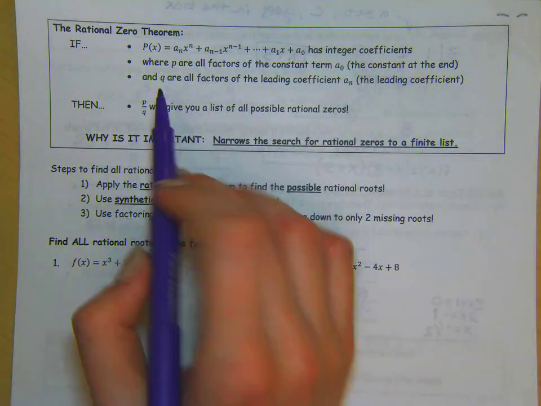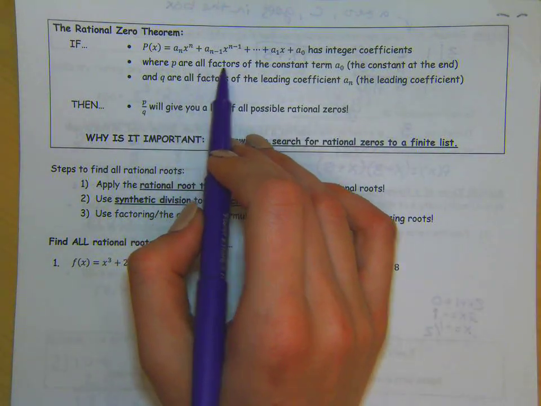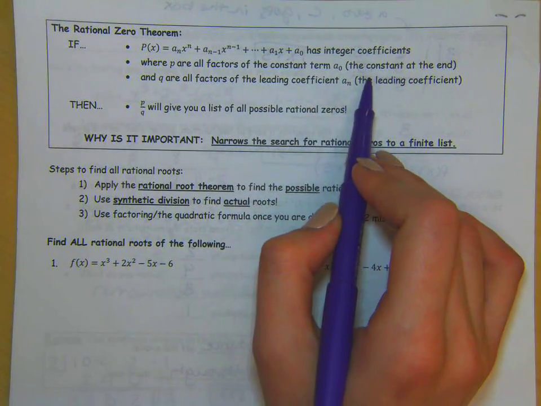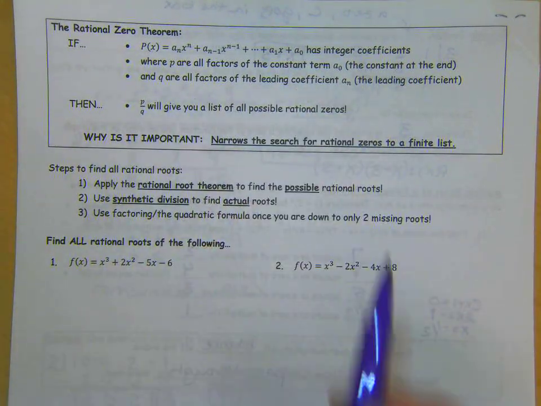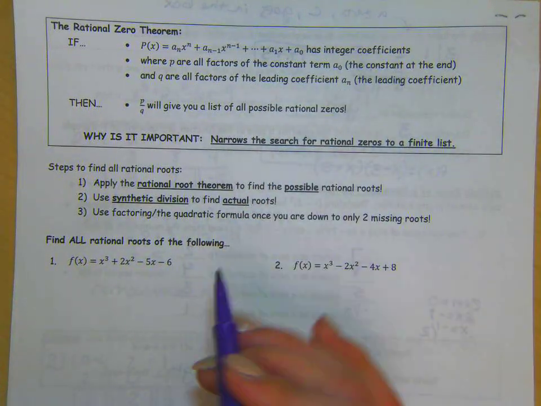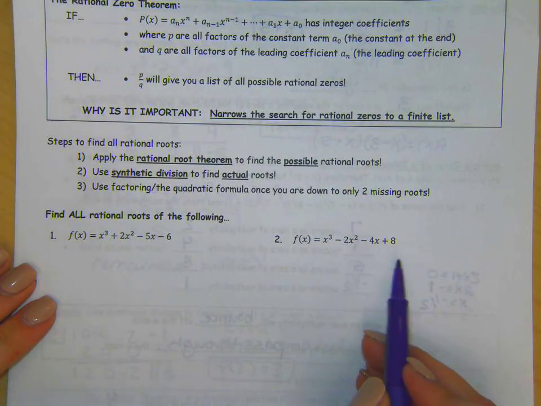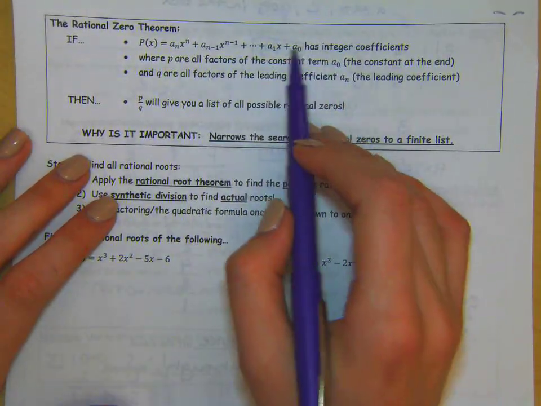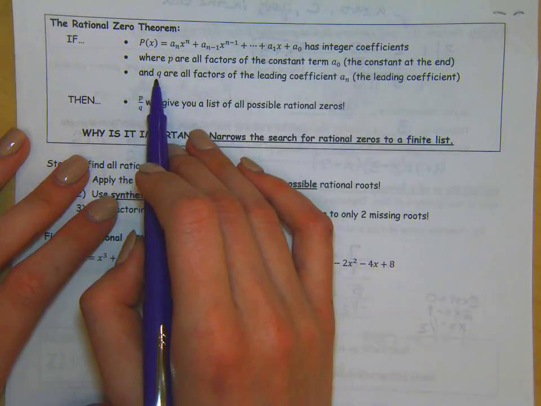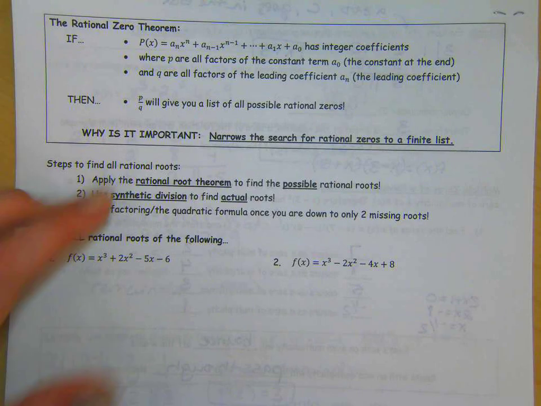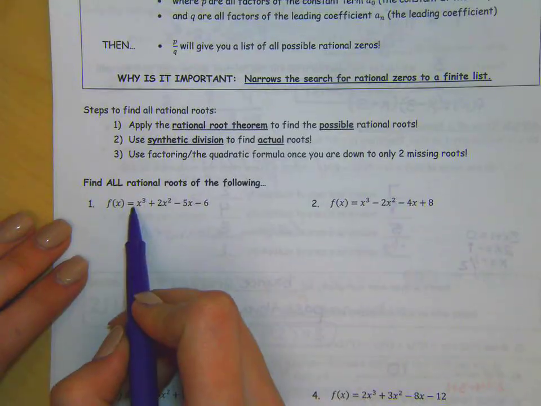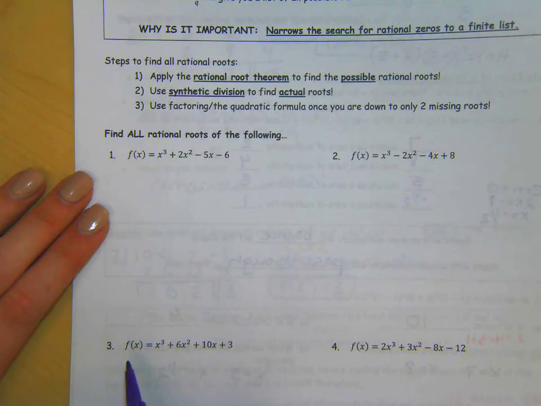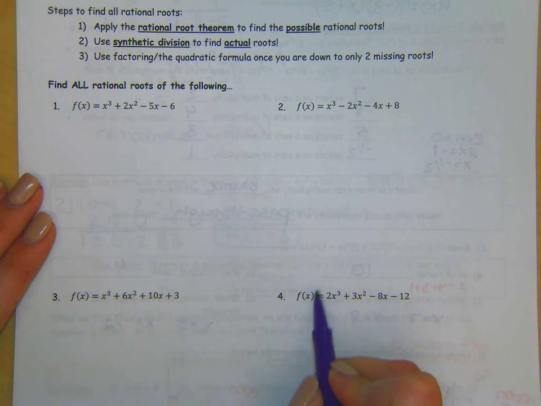And so it has integer coefficients, where p are all factors of the constant term a_0, which is really just the constant at the end of whatever we're given. Looking at number 1, that would be negative 6. Here it would be 8, here it would be 3, here it would be negative 12. So really it's just the factors of the final term. And q, they're going to be the factors of the leading coefficient, a_n. Here the leading coefficient is 1, 1, and 1. Obviously it's easier when the leading coefficient is 1, but here the leading coefficient is 2, so this is going to be a little bit different for us, number 4.